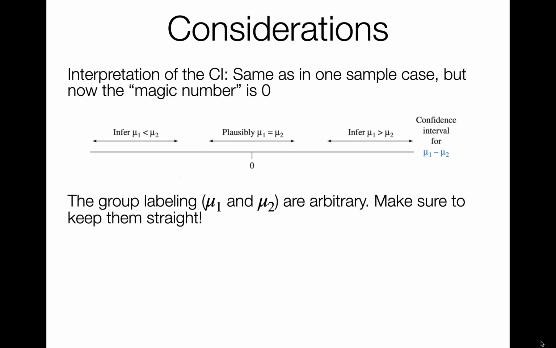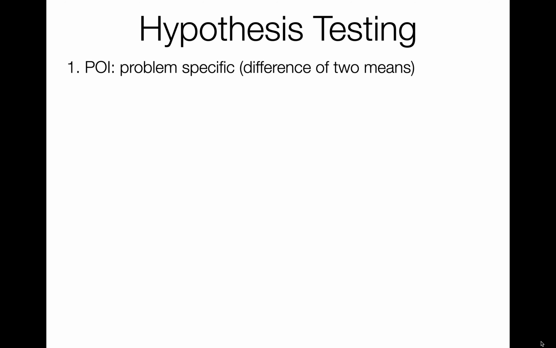The other important consideration is that the group labeling mu1 and mu2 is arbitrary, so you've got to make sure to keep them straight. If you really thought that juniors had a higher GPA than sophomores, and you said juniors are mu1 and sophomores are mu2, you've just got to keep in mind that fact when you start to do the inference, and you don't switch them up and make the wrong decision. Okay, so that was confidence intervals.